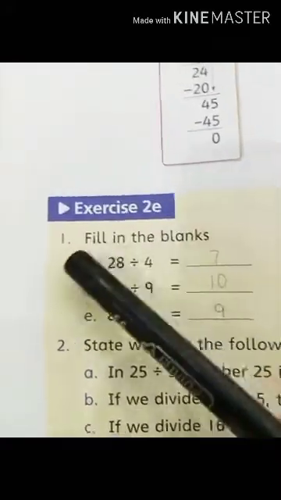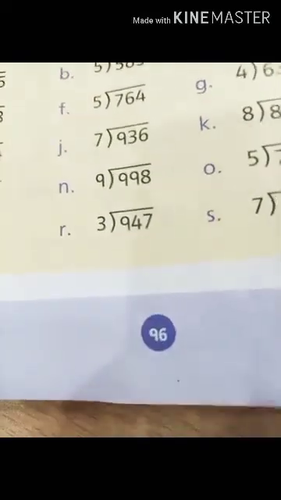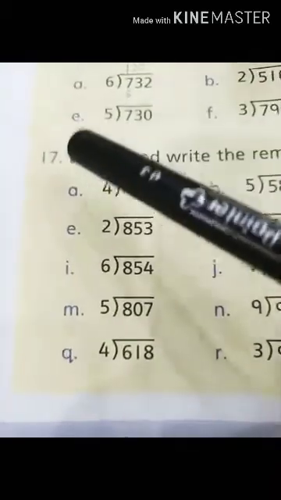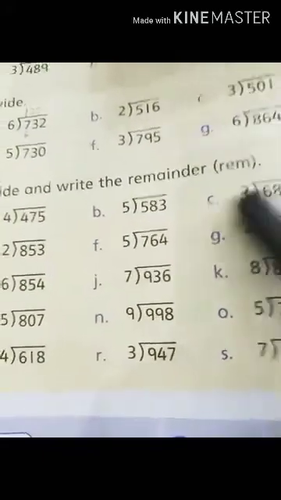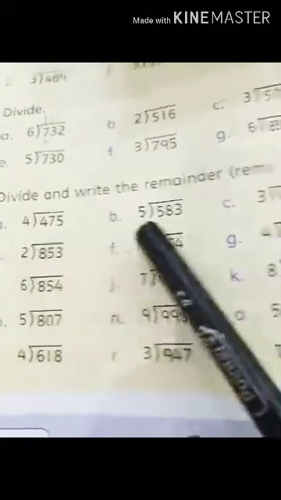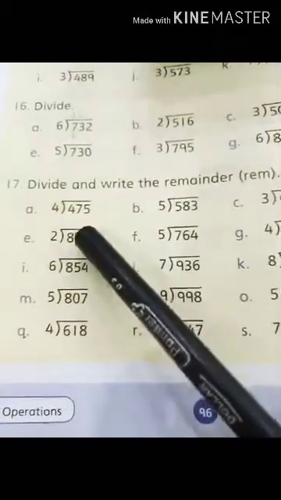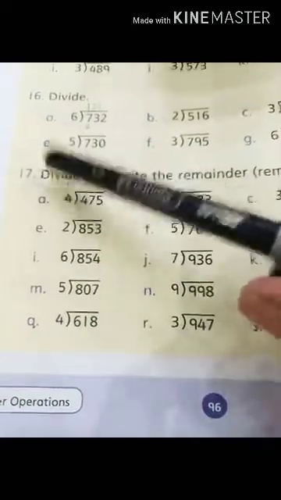Dear students, as we are doing the exercise of chapter number 2, that is number operations, come on page number 96. Students, today we are going to solve the remaining portions of our question number 17. Divide and write the remainder. Okay, students, as we have done our 4 parts of question number 17 earlier, so here we are going to do these 4 lines of question number 17.